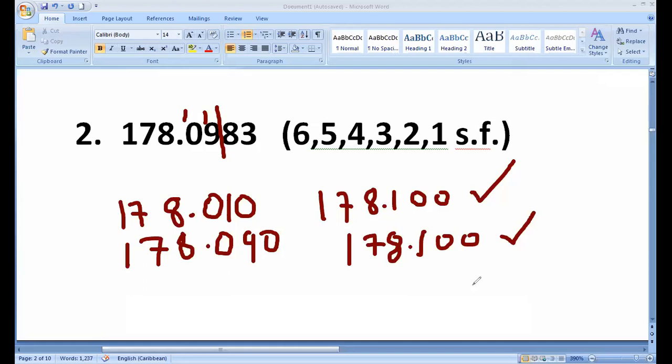So basically, what she's saying is that when you add the 1 to the 9, 1 plus 9 we know is 10. But where the 9 is, you're going to put a 0 there and carry the 1. And 1 plus 0 gives us 1. All right? And that's how we get 178.10.